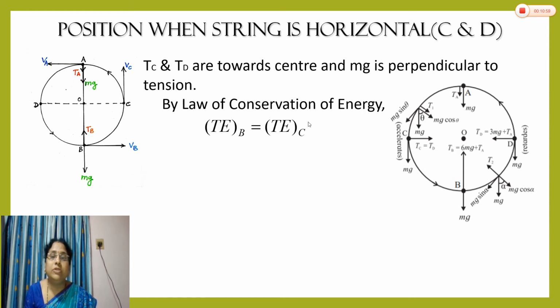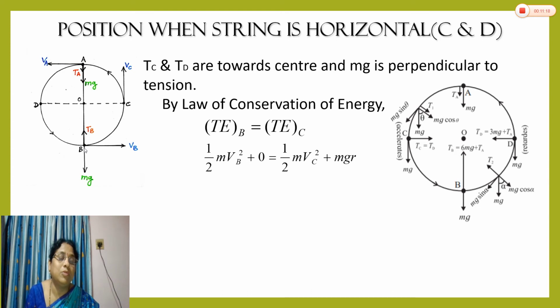By the law of conservation of energy, we can say the total energy at point B is equal to total energy at point C. So how do we calculate the total energy at point B? That is kinetic energy plus potential energy. Actually at point B, the kinetic energy is maximum and the potential energy is 0. Why do we say the potential energy at point B is 0? Because the height of the object at point B is 0, and that's why here the potential energy is 0.